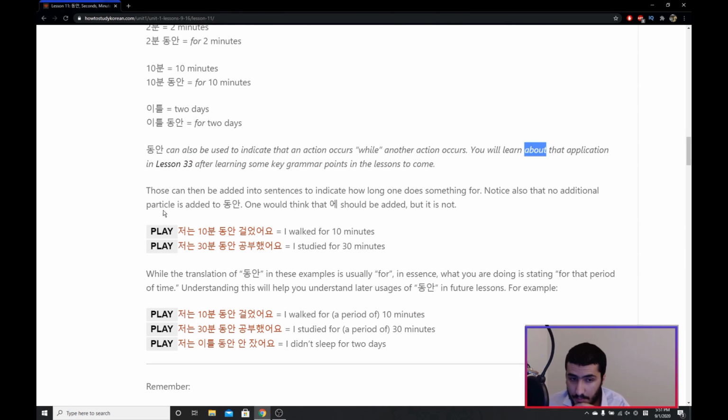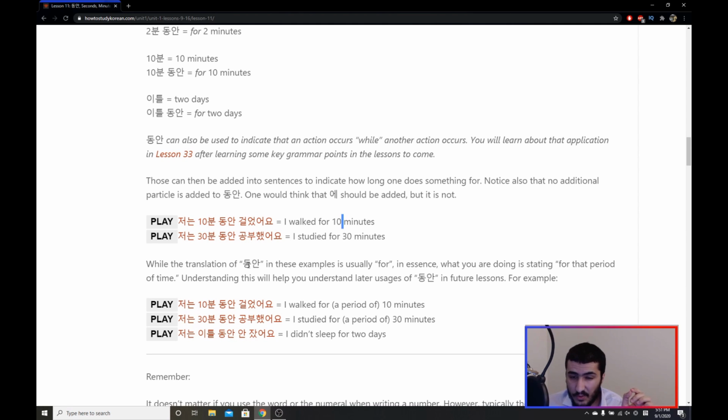Notice that there's no additional particle that's added to 동안. One would think that 에 would be added, but it's not. I've never heard 동안에. Maybe I have. I'm not sure. 저는 10분 동안 걸었어요. I walked for 10 minutes. 30분 동안 공부했어요. I studied for 30 minutes.